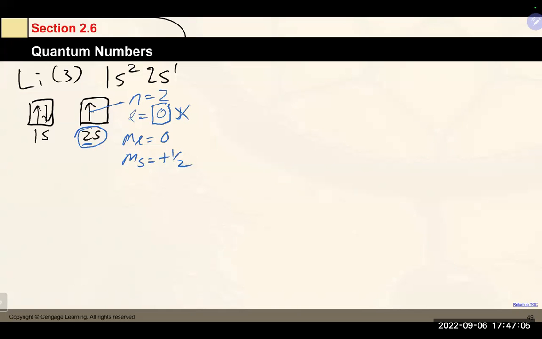Any questions on how I got those numbers there? Yeah. It would not, because the difference there would be the n value. N would be 1 for it, and then n here would be 2. Yeah. Other questions?